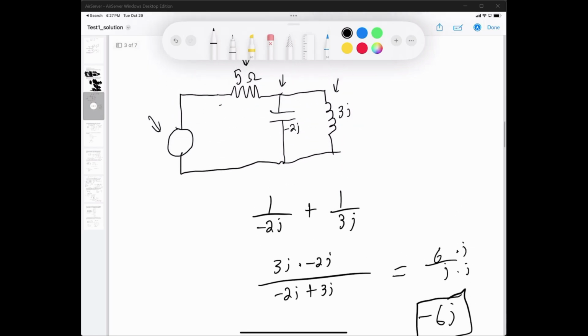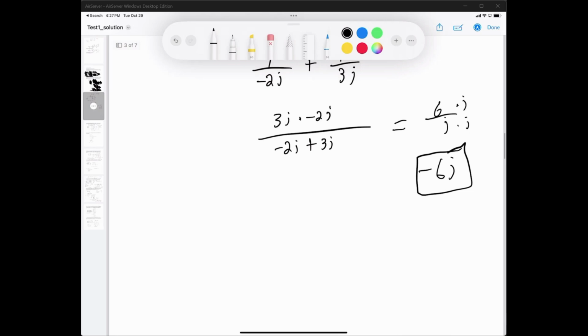Okay, and then we're going to combine it with our 5 ohm resistor, so we'll get 5 minus 6J, and this will be Z total, right? Okay. So we have the total impedance. Now, how do we determine the power factor? The power factor is the difference between the phase angle of the voltage and the current.